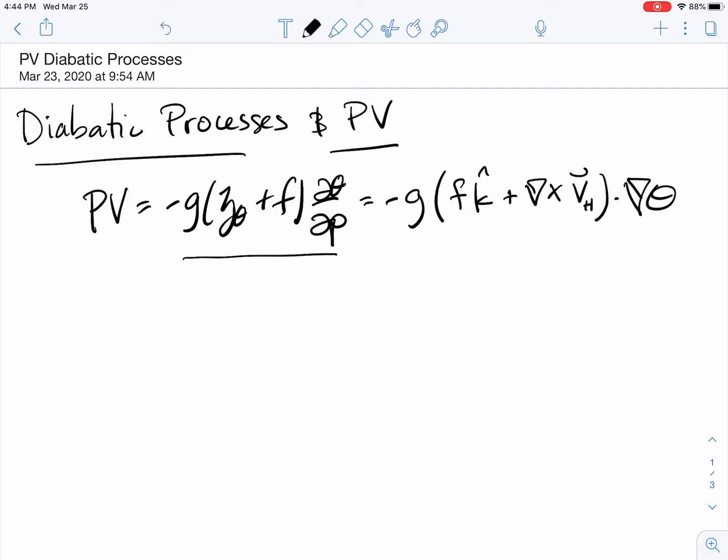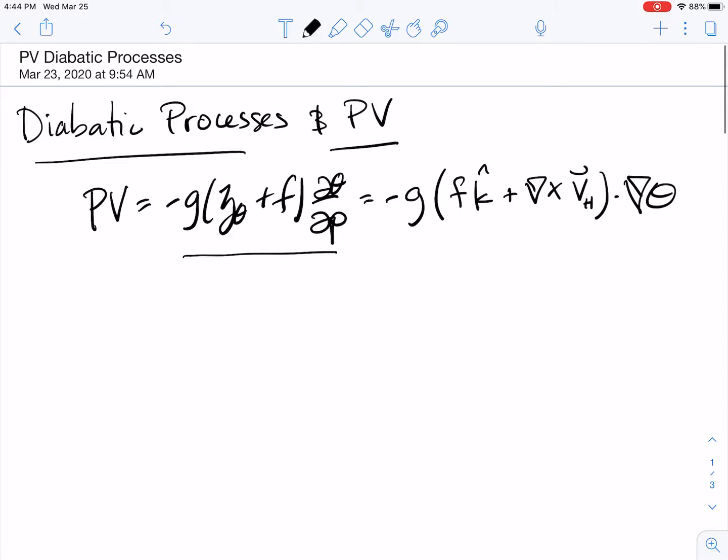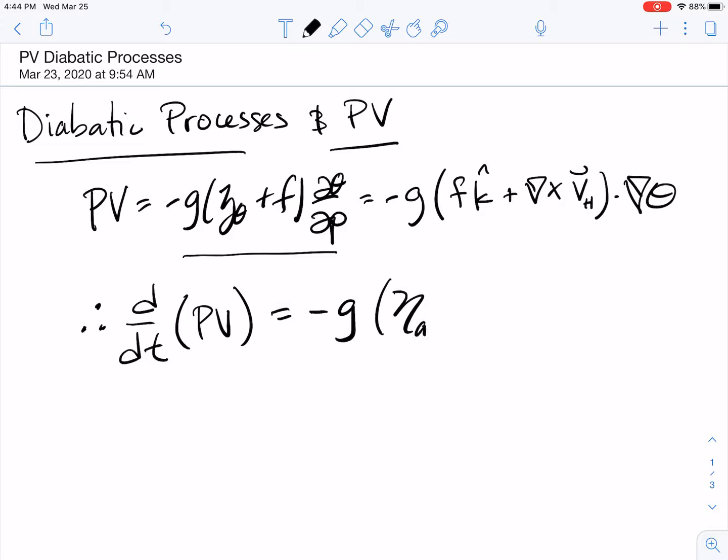In order to assess the diabatic effects, we would need to take the total derivative of this PV equation. Since this is synoptic meteorology and not dynamic meteorology, we are not going to do that today. We're just going to assume we understand how to get from A to B and posit the result. If we were to do so, we would find that d/dt of PV equals minus g times the quantity, the absolute vorticity, eta, dot del theta dot.